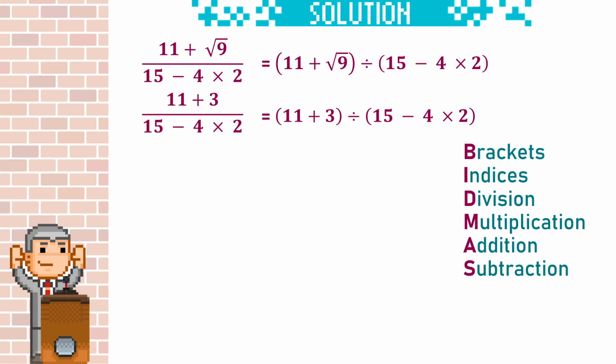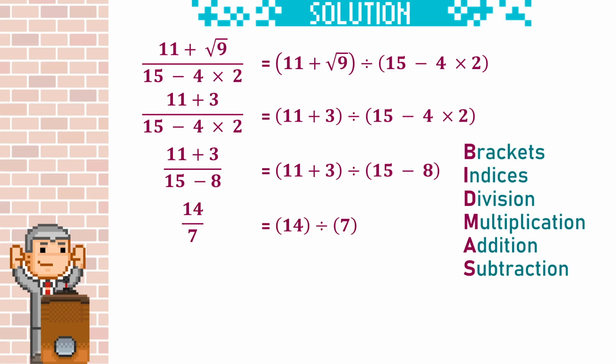Next, we've got a multiplication. So we've got minus 4 times 2 in the denominator. A negative and a positive, when they're multiplied, give us a negative, and 4 times 2 is 8. So that's going to be minus 8. And then finally we're doing addition and subtraction. I'm just going to do this in one step here. 11 plus 3 at the top and 15 take away 8 at the bottom. And the final thing we do is the division. 14 divided by 7 is 2.